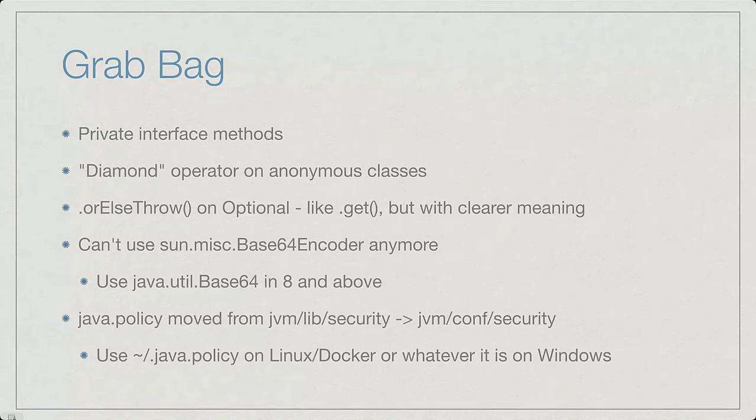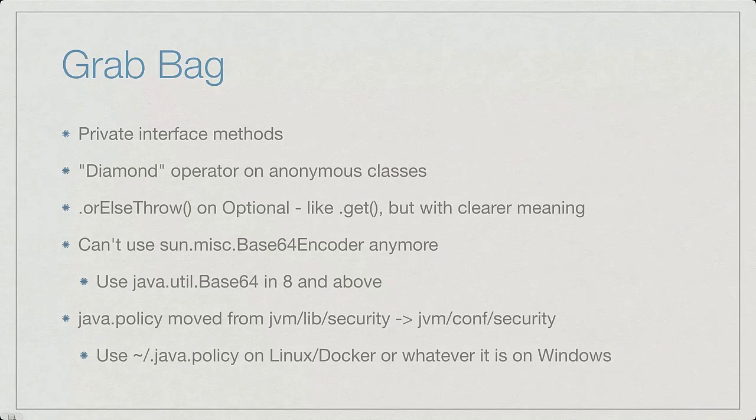Next up is the diamond operator on anonymous classes. This is fiddly enough that I didn't even bother with an example. The diamond operator, which was added in 7, I think, lets you do list, left angle, right angle, foo equals new array list string. That way you just don't have to write that it contains a string twice. This was not available if, for example, you were doing new comparator as an anonymous class in your code.